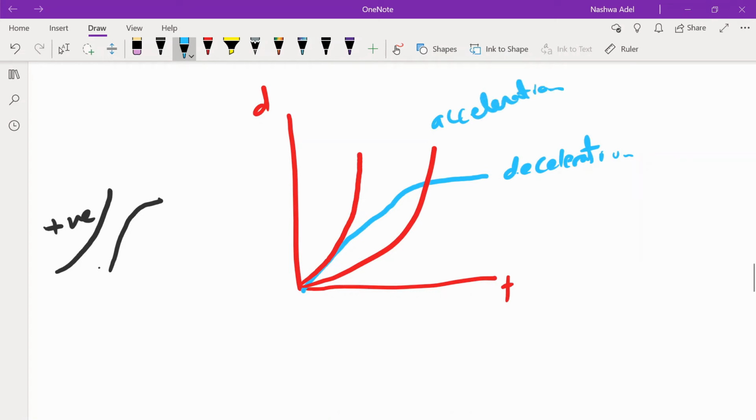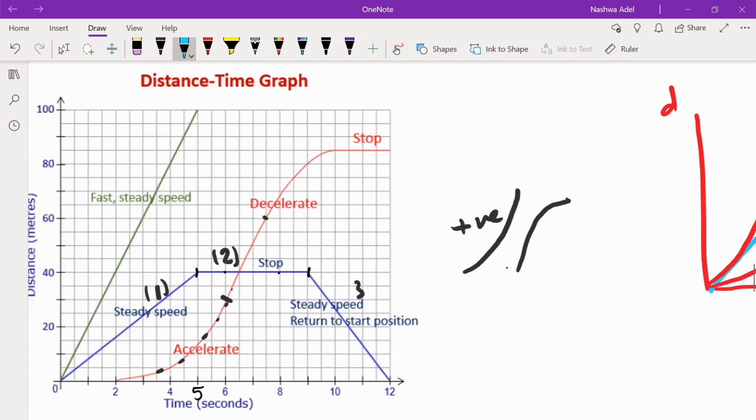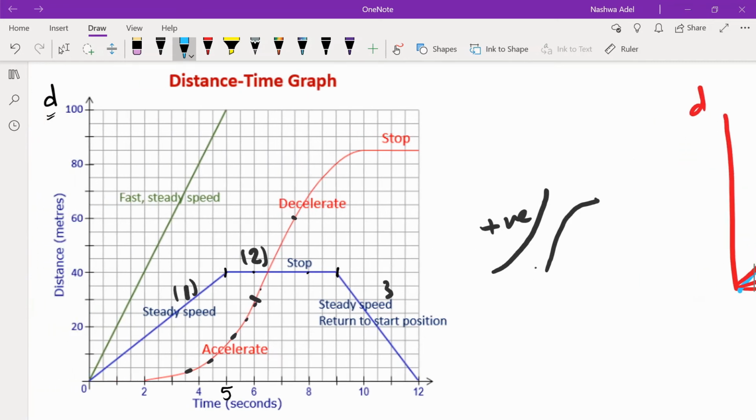Okay, so in a distance-time graph, we can represent a stationary object like part 2. We can represent a steady speed object like part 1, or the green line. We can represent acceleration: for positive acceleration, the curve takes this shape, and for negative acceleration, the curve takes this shape. Okay, this is about the distance-time graph.